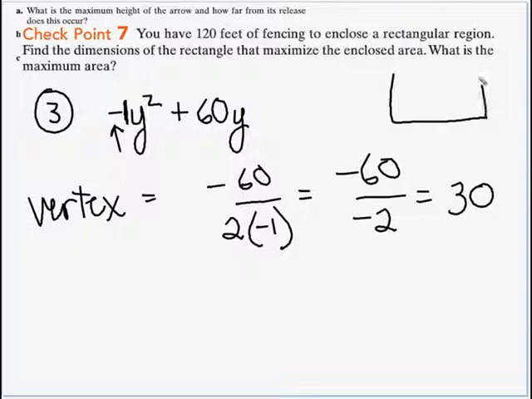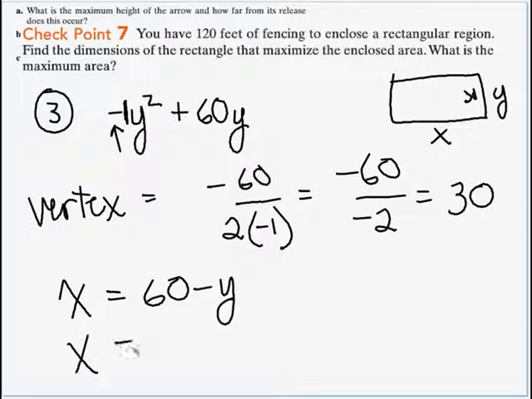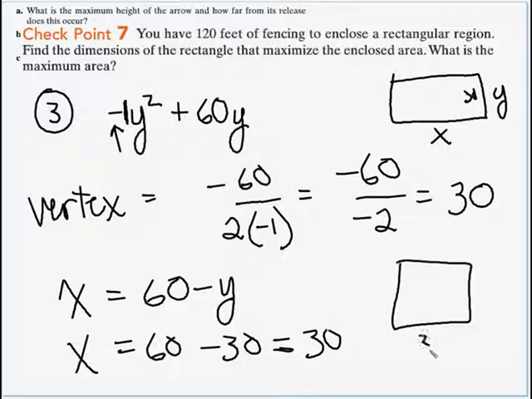So back to our rectangle, we have our x and y. We found y is equal to 30. Well, let's find x. We did get to the point where we wrote x was 60 minus y. So x equals 60 minus 30, which is 30. So again, we have maximized our rectangle by turning it into a square. Each side is 30. So what is our area going to be to maximize? 30 times 30 is 900. 900 what? Feet? Yes, 900 feet squared. There we go.